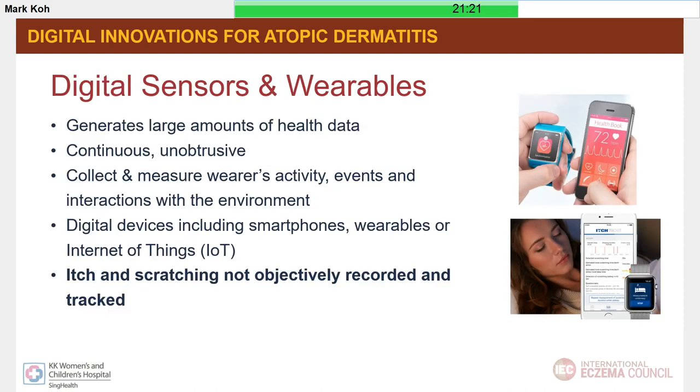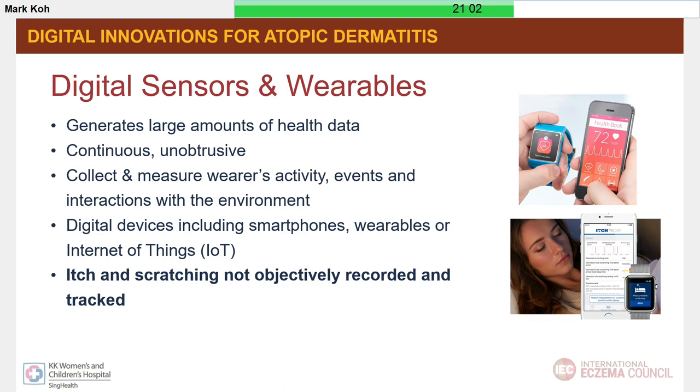Okay, moving on to digital sensors and wearables. A lot of us are probably wearing something now, whether it's a Fitbit, an iWatch, or even your handphone can be a tracker as well. So there's so much information in there that can help us track our patients.